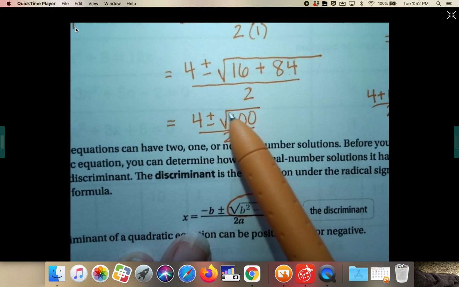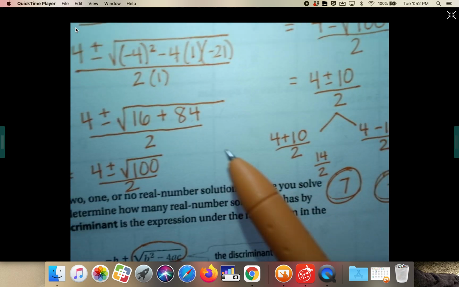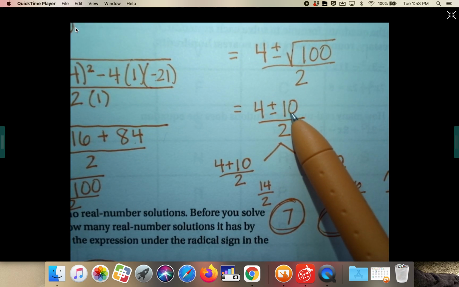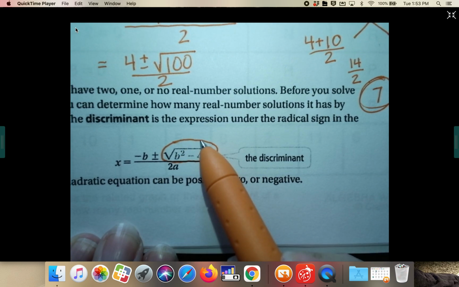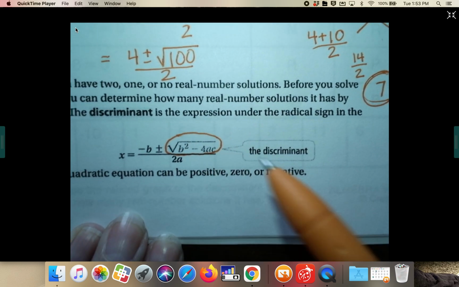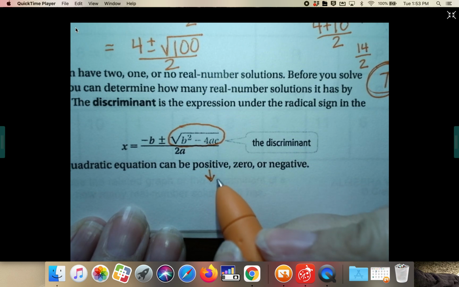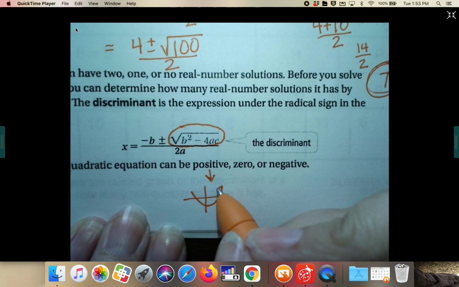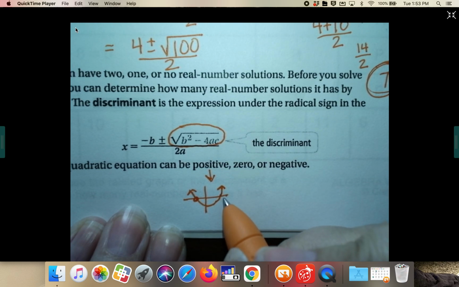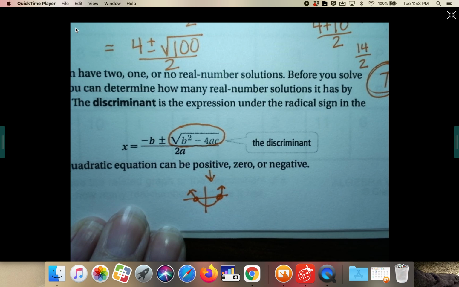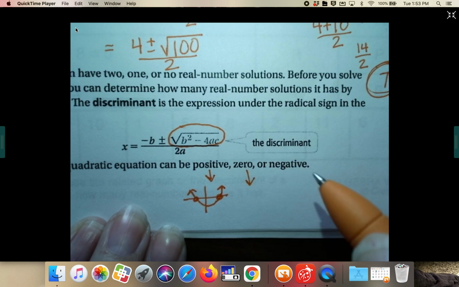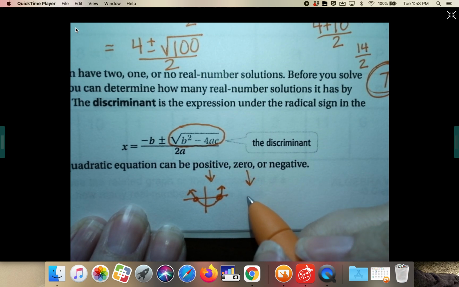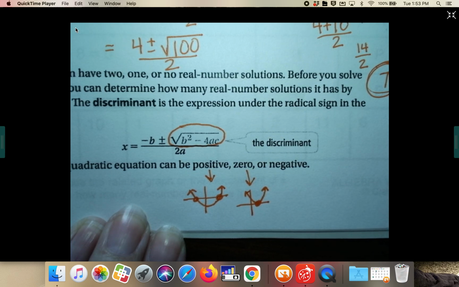So we got it down to where the square root of 100 was 10, right? If we got it down to where the answer for the discriminant was 10, that is positive. A positive discriminant means there will be two answers. There will be a place it hits here and here. If the discriminant comes out to be exactly 0, then there is only exactly one solution where your parabola would hit the x-axis.